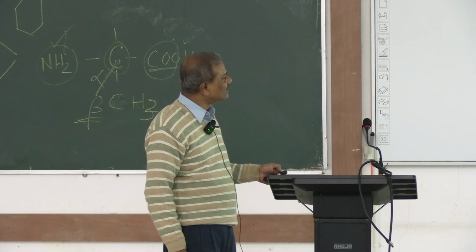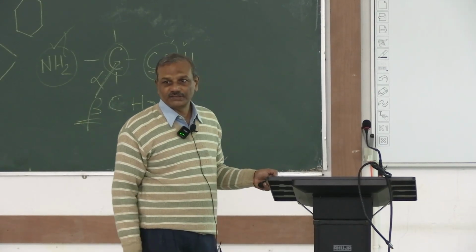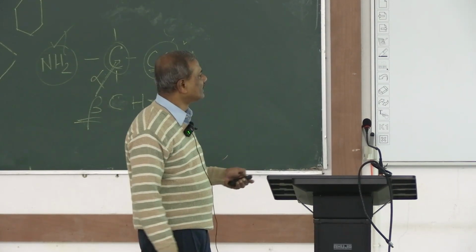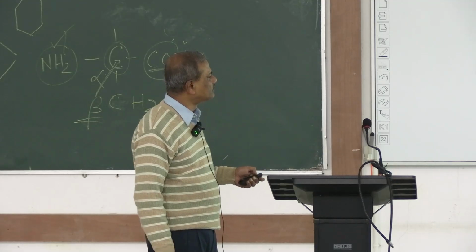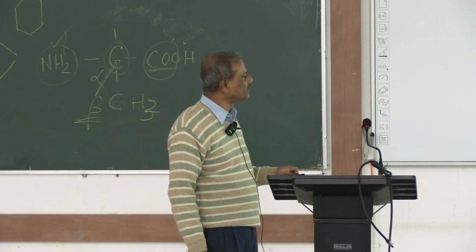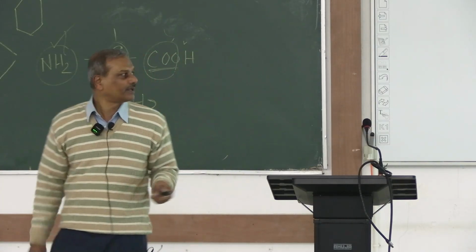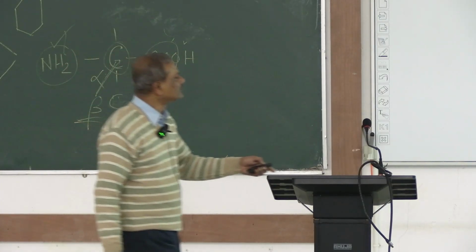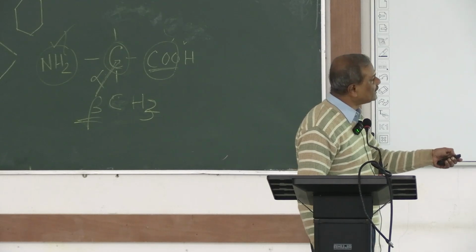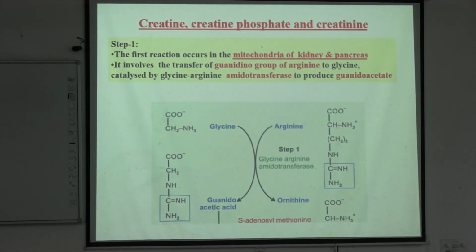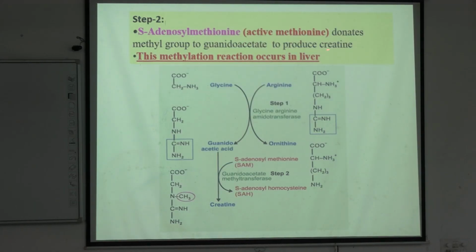The second reaction: S-adenosyl methionine, the active form of methionine, donates the methyl group to guanidoacetate to form creatine, and this methylation reaction occurs in the liver. So the first reaction was in the kidney and pancreas, and the second reaction is occurring in the liver. So the liver is the production site of creatine.